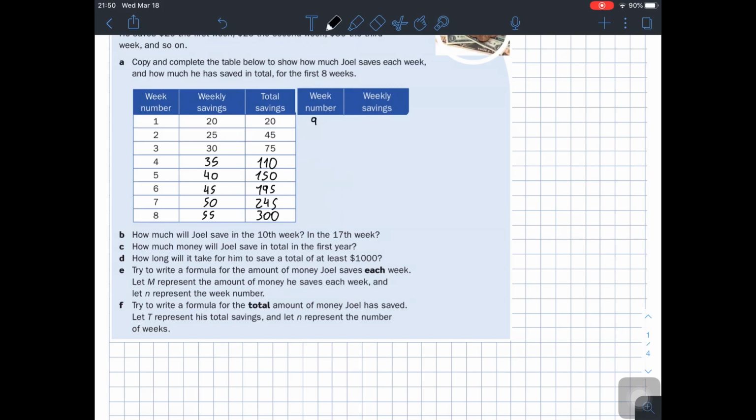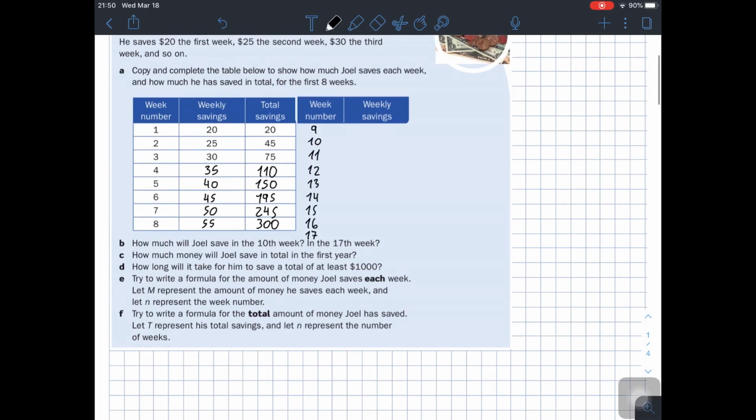Week 9, week 10, 11, 12, 13, 14, 15, 16, and 17. Okay, for the 9th week, Joel should save $60, right? Then 65, 70, 75, 80, 85, 90, 95, and for the 17th week, he should save $100, okay?